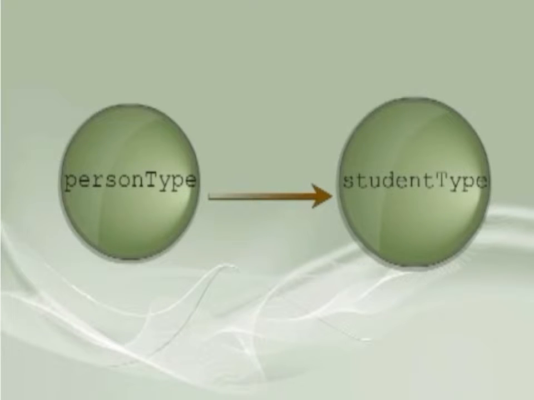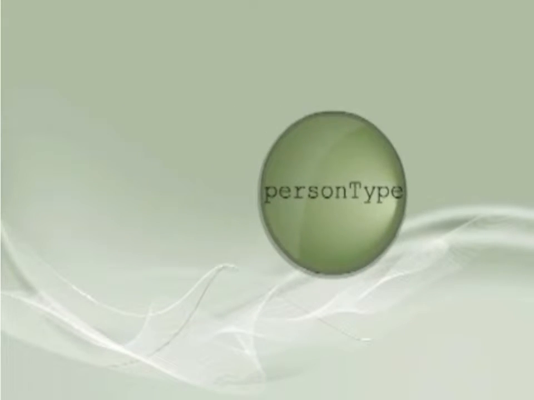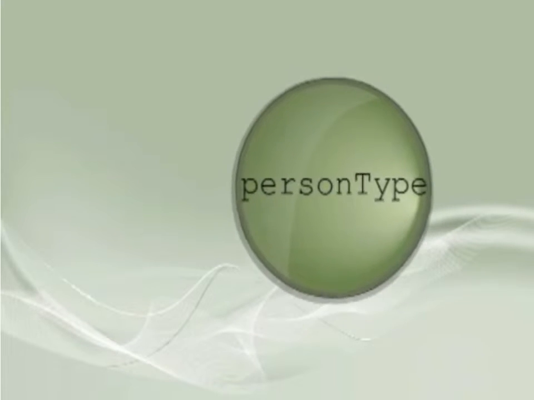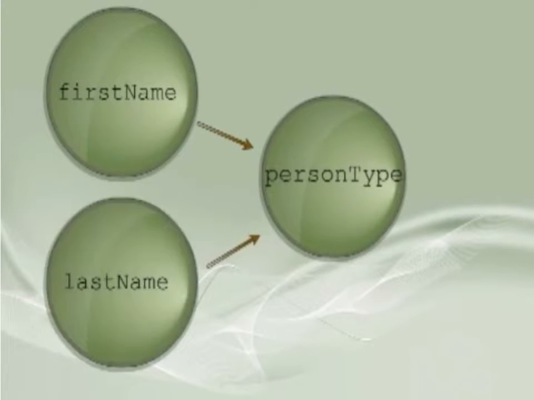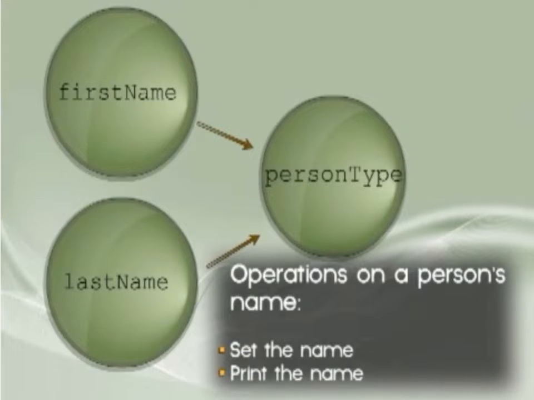So let us first have a look at the class person type. The most common attributes of a person are the person's first name and last name. The typical operations on a person's name are to set the name and print the name.